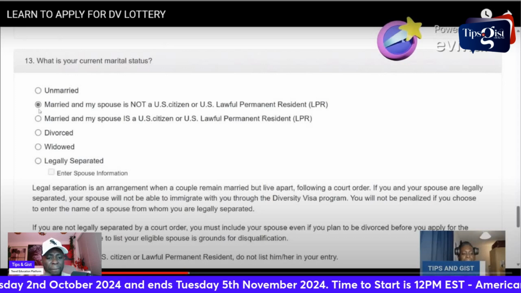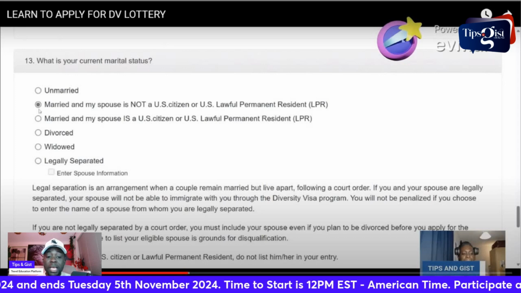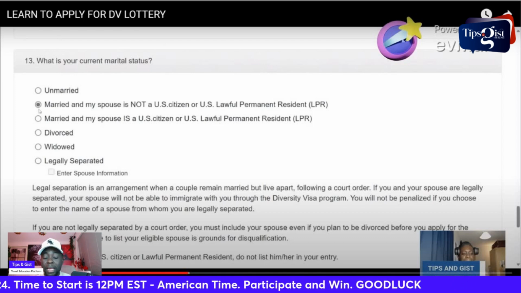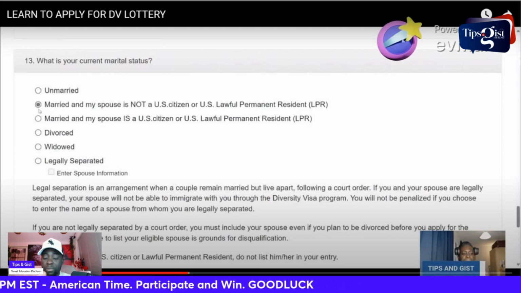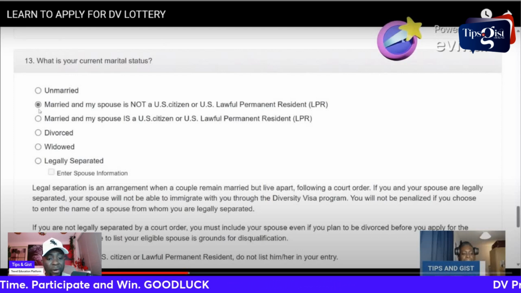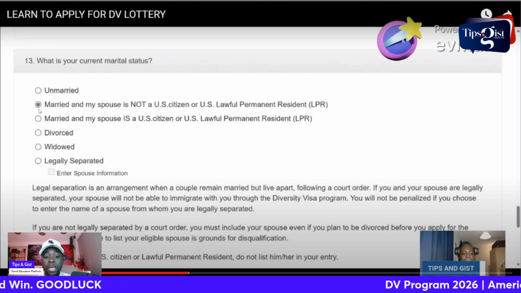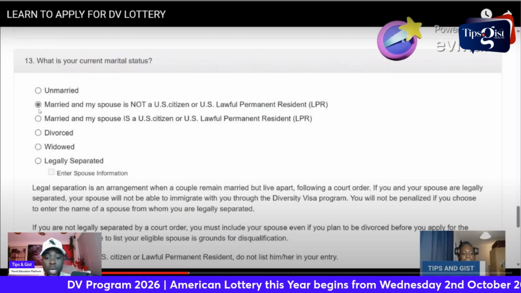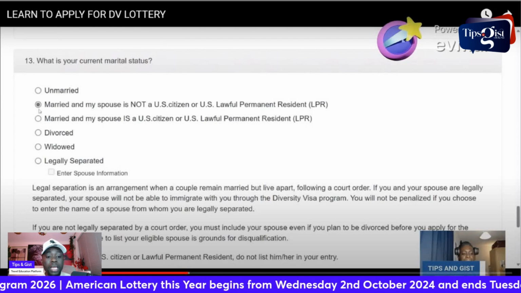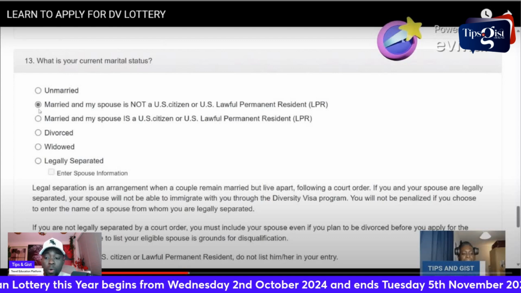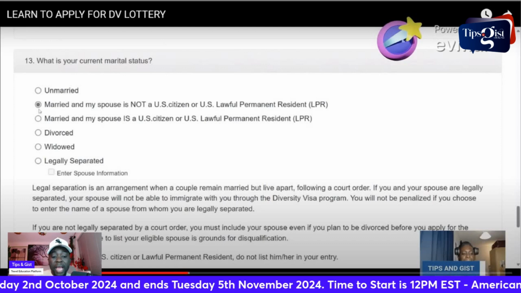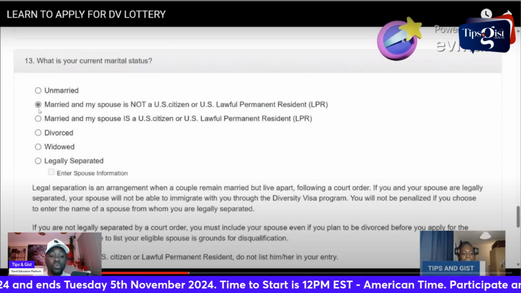All right. Now, married and my spouse is not a US citizen. This is for people who are married, but their wife or husband is not a US citizen or a permanent resident. Now, the third option is married and my spouse is a US citizen. This is people who are married and they have their spouse in the US already, having the citizenship status or the PR status. Then divorce. Divorce is somebody who was legally married, had the marriage certificate, and is now divorced with a divorce certificate as well.